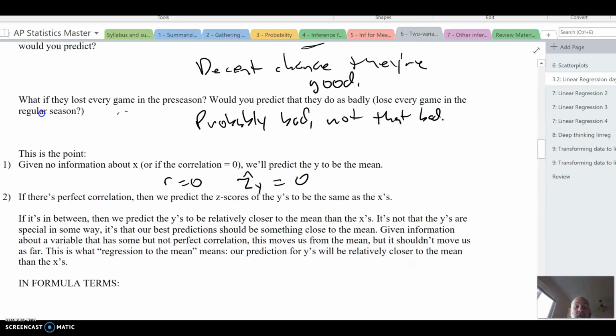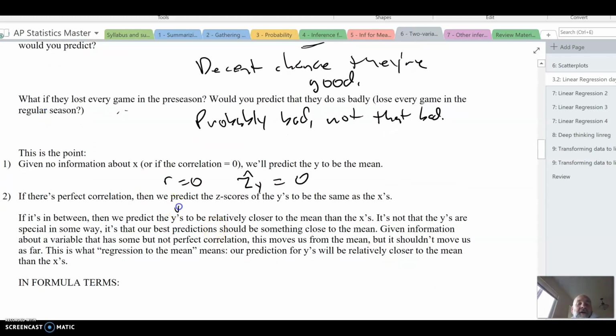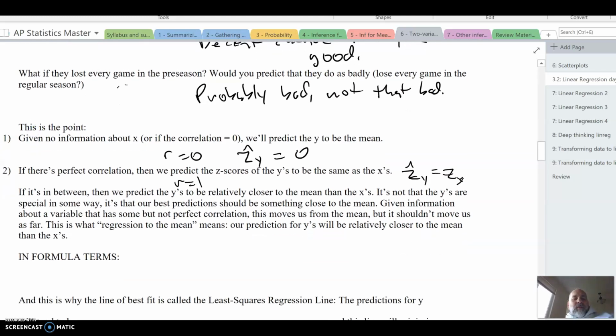If there's perfect correlation, so if R is equal to 1, then the predicted Z-score of Y will just be whatever the Z-score is of X. That was the height example. If they're one standard deviation above in X, they'll be one standard deviation above in Y. And if it's somewhere in between, then we predict Y to be relatively closer to the mean than X. If there's some correlation, like in this third example.